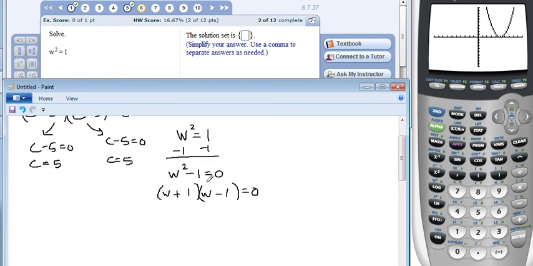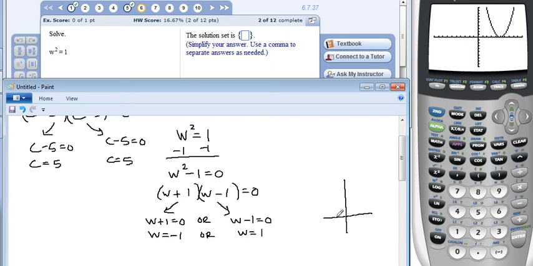Now I have something times something is equal to 0, so I can say either this is 0 or this is 0. I've turned my quadratic into 2 separate linear, so w has to either equal -1 or w has to equal 1. So we can draw a really quick sketch of that very quickly because we know what it looks like.